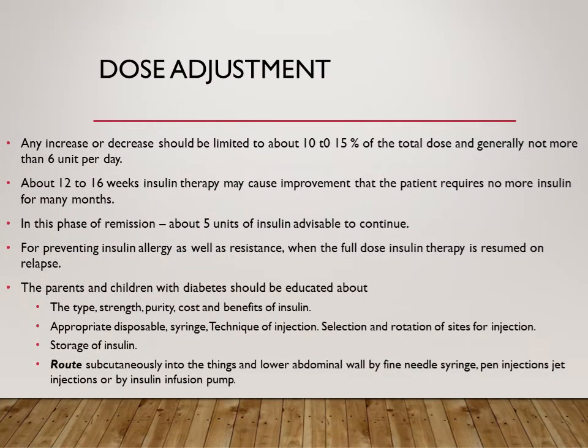Dose adjustment of the insulin. Any increase or decrease should be limited to about 10 to 15% of the total dose, and it is generally not more than 6 units per day. About 12 to 16 weeks of insulin therapy may cause improvement such that the patient requires no more insulin for many months. In this phase of remission, about 5 units of insulin is advisable to continue, for preventing insulin allergy as well as resistance when the full dose insulin therapy is resumed on relapse.